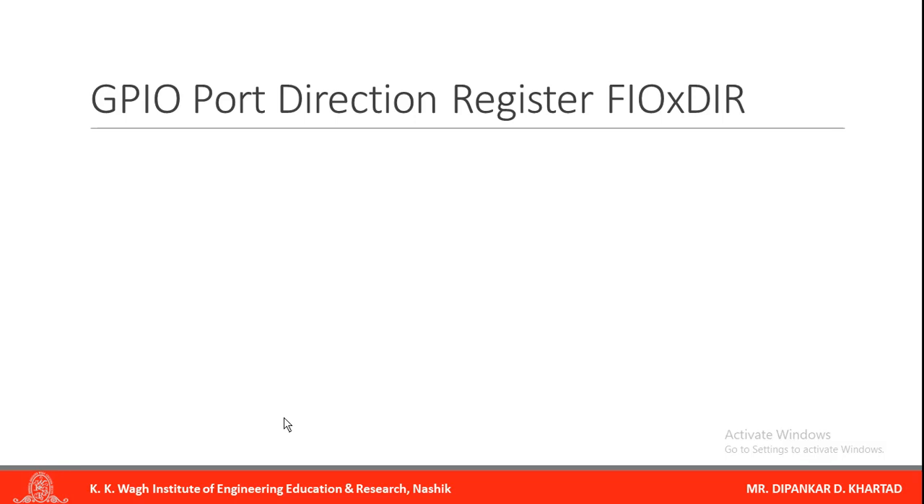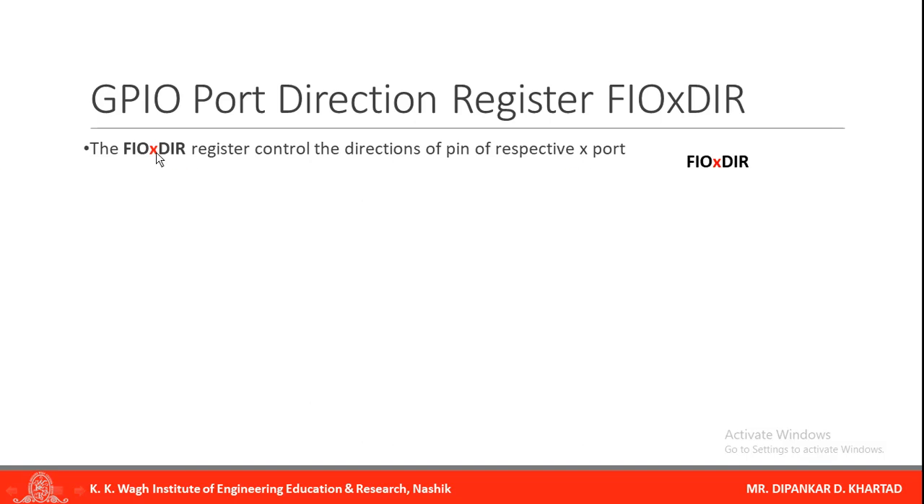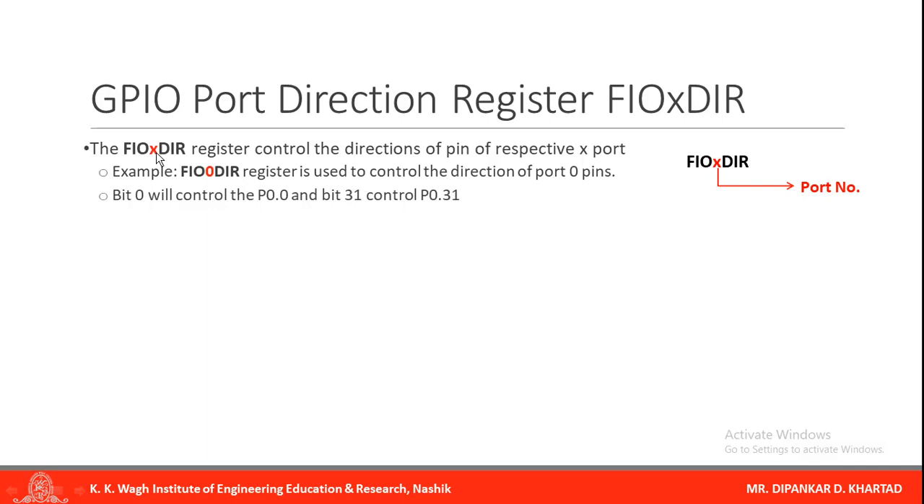Let's have a look at the GPIO port direction register. The syntax is FIOxDIR, which controls the directions of the pins of the respective port. X means the port number you have to mention. Let's have a look at the example. The FIO0DIR register is used to control the direction of port 0 pins. Bit 0 will control P0.0, and likewise bit 31 controls P0.31.